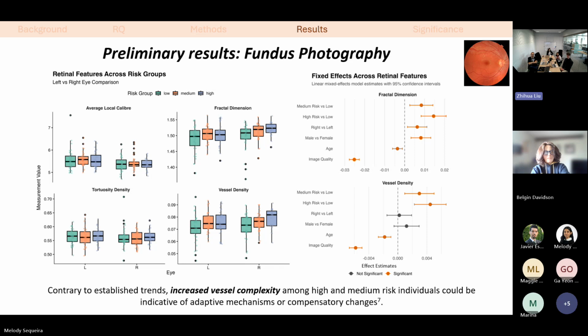Something quite interesting with these features is that age has a huge effect on these metrics, and so does image quality. I think this is extremely important to consider, especially when we think about converting this technology to community settings, where people from wide ranges of age will come, and you'll get a wide range of image quality as well.